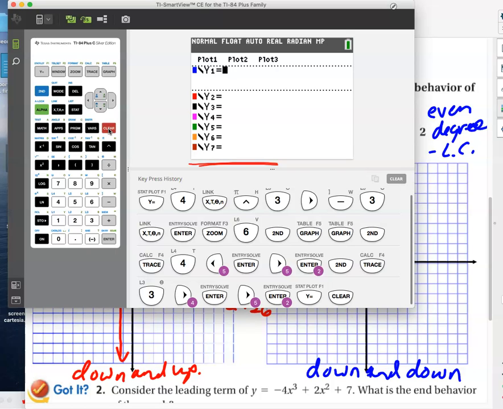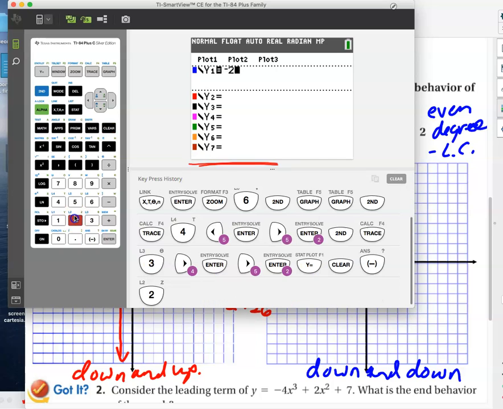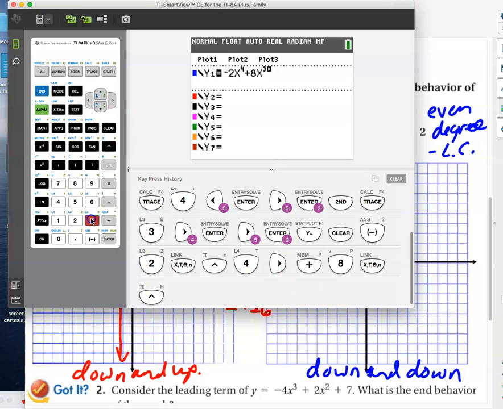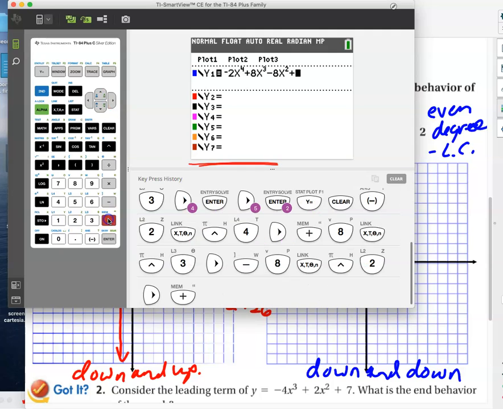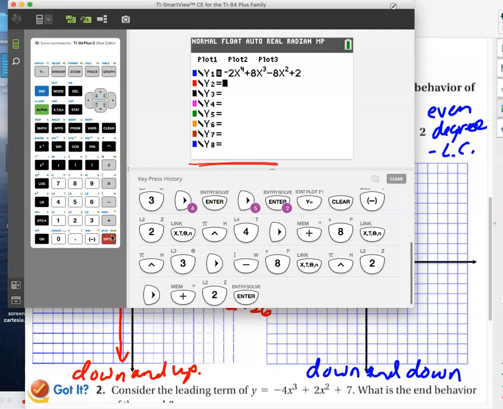And this one was negative 2x to the fourth. And I've got to pop it out of that exponent position. And then we've got plus 8x to the third. Pop it out of the exponent position. Minus 8x squared plus 2. Now again, we know what the end behavior is going to look like, but let's see the rest of it.